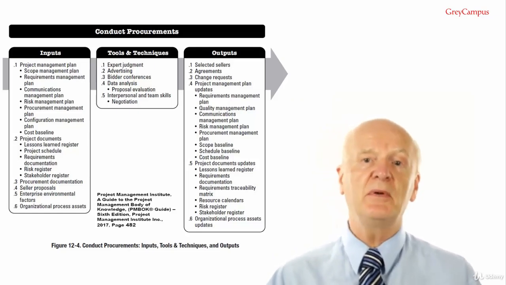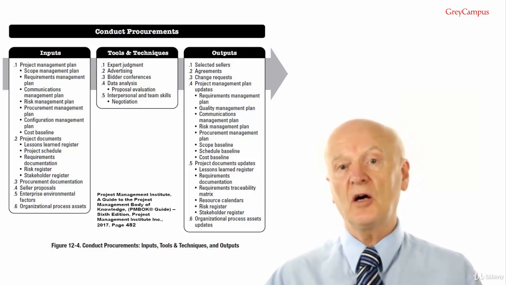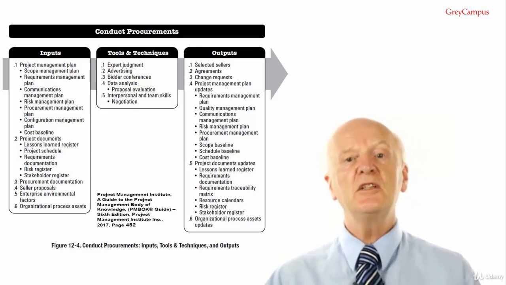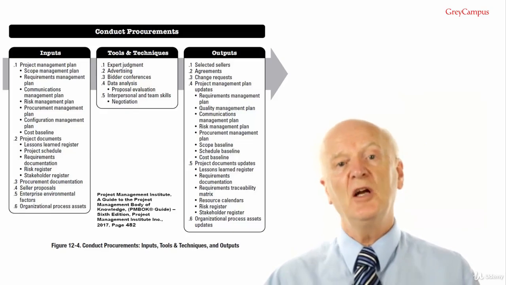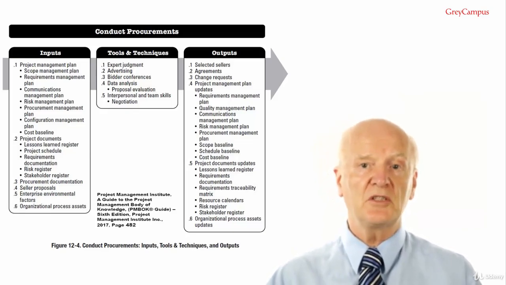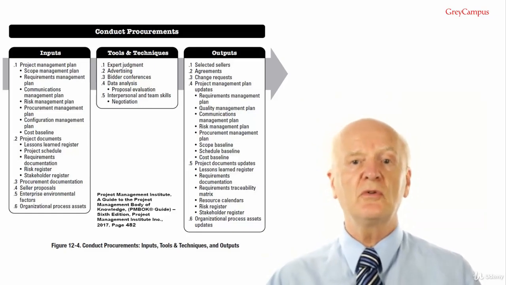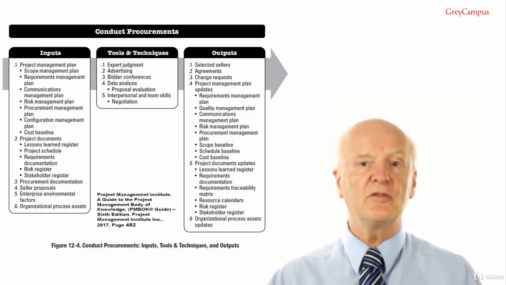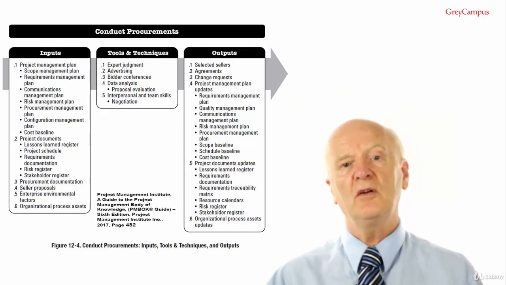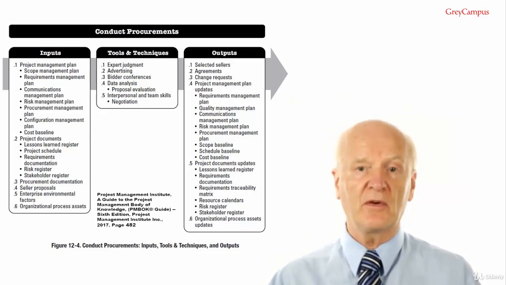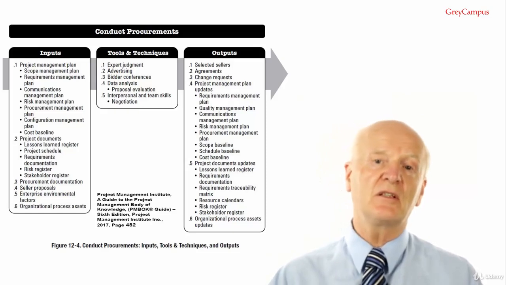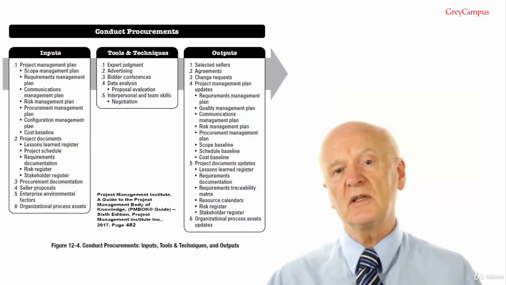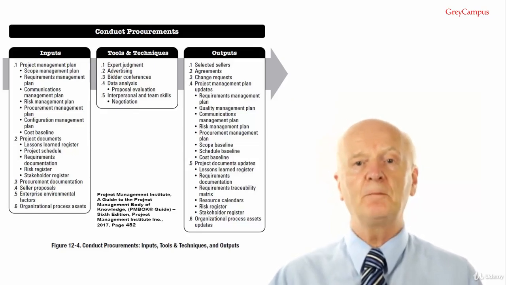Tools and techniques number 3, bidder conferences, also called contractor conferences, vendor conferences and pre-bid conferences. These are meetings between the buyer and prospective sellers prior to the proposal submittal. They are used to ensure that all prospective bidders have a clear and common understanding of the procurement and no bidder receives preferential treatment, which is very important, and it gives them the chance to get further clarifications on details, to sort out things which are ambiguous and so on.